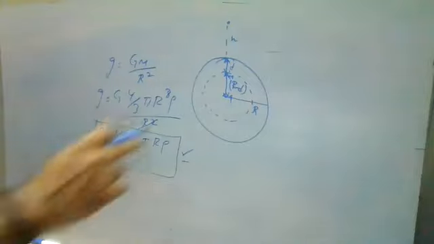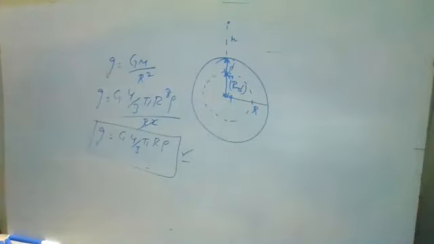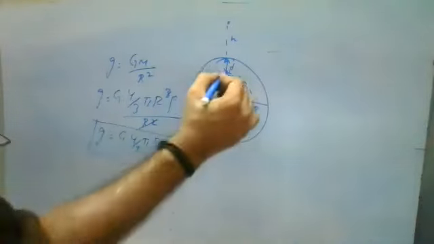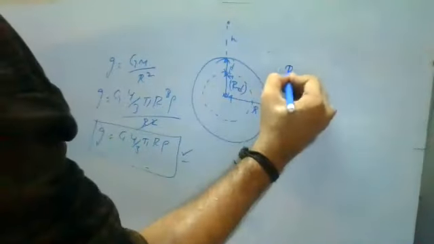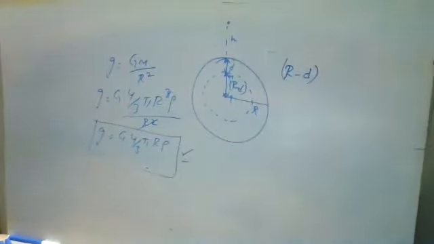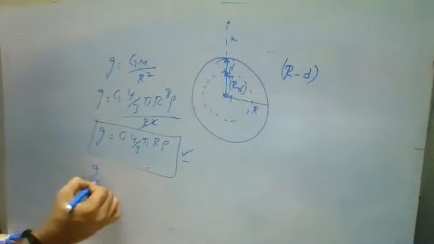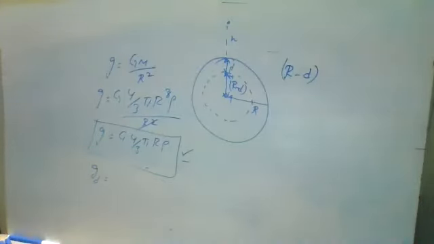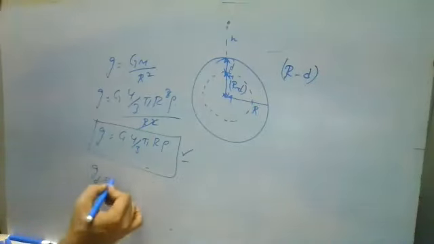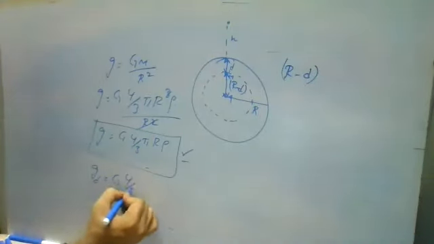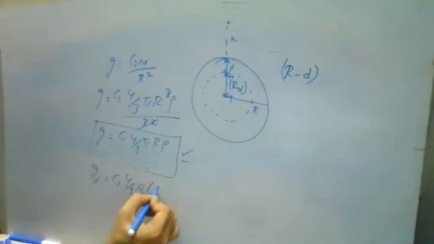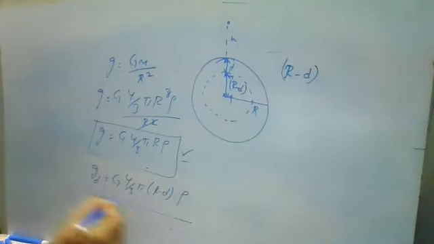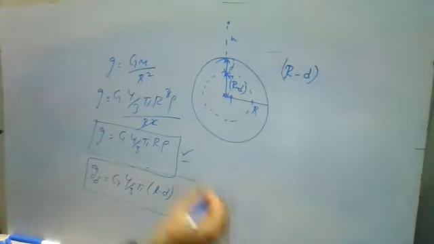Now I'll find the acceleration due to gravity at the depth. The distance between the center of capital M and the small m is R minus d. So I'll consider g small d is equal to G 4 by 3 pi, with distance R minus d instead of R, into rho. This is only for depth. This is the second equation.